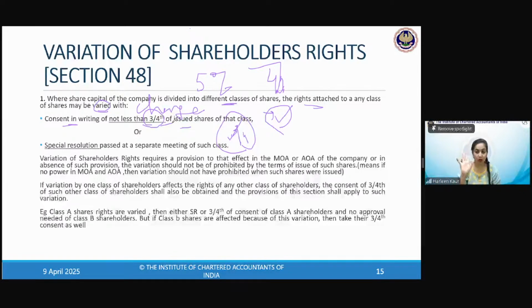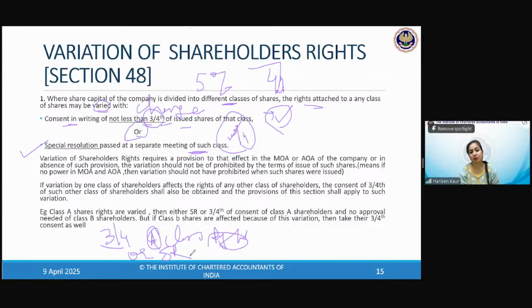This is one option. And you will have to pass a special resolution in the general meeting for that respective class of shares. So if there are A class equity shares whose rights need to be changed, you will have to ask A class shareholders to give their consent in writing. At least 3/4 of them will give their consent in writing, or you will simply ask the shareholders to pass the special resolution.